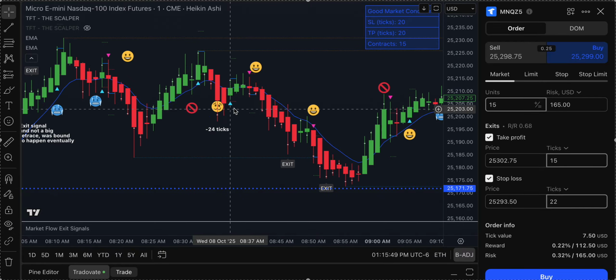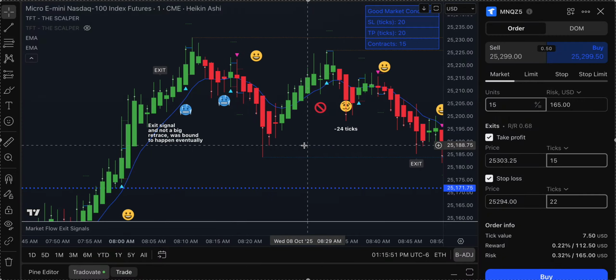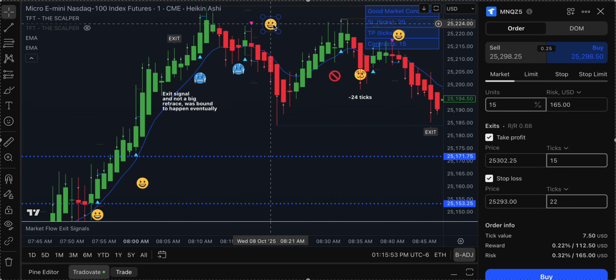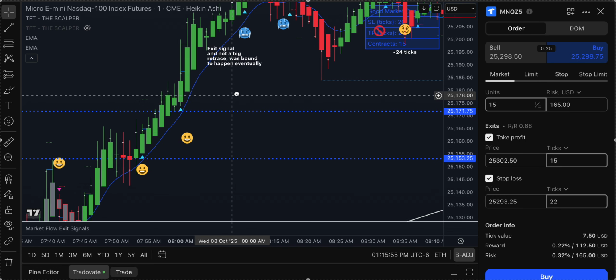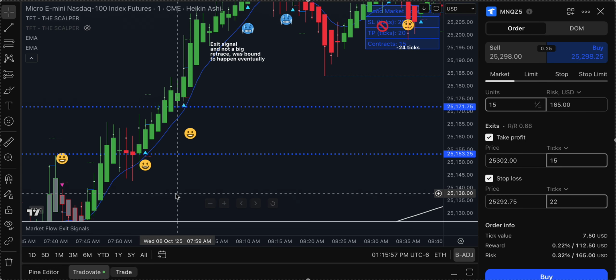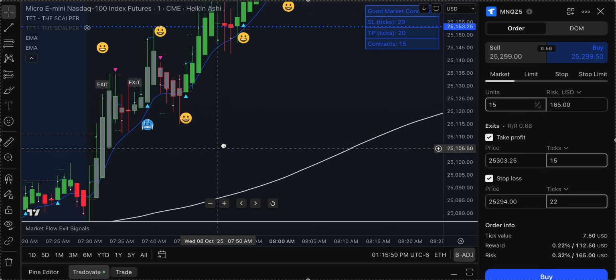This one had a 24 tick loss. And I marked it there. That one was just a loss, but then a win on the next one down. All right, you get the point. Win, win, win. And then obviously some of these, depending if you want to trade those.